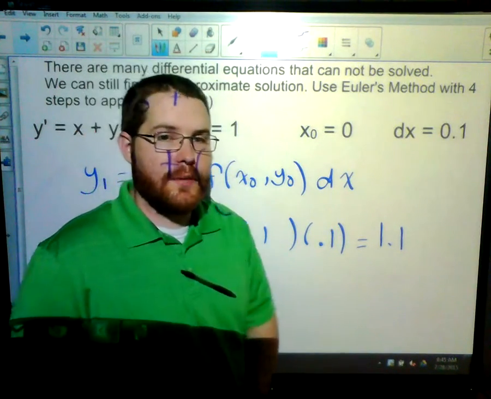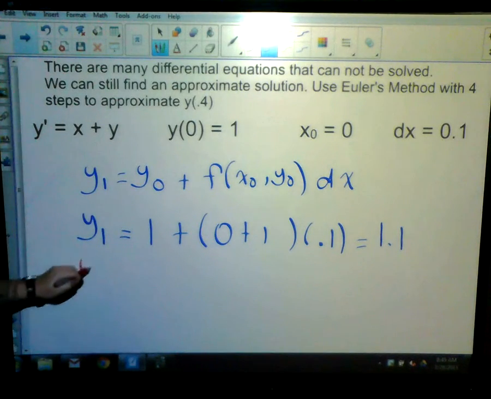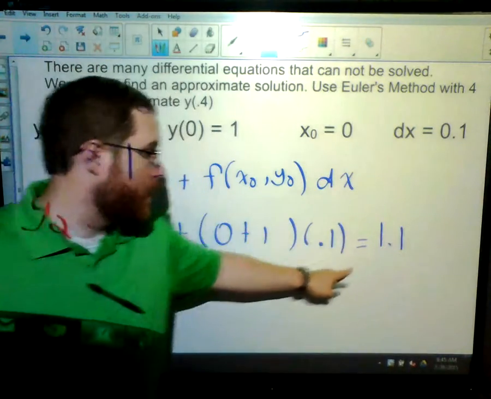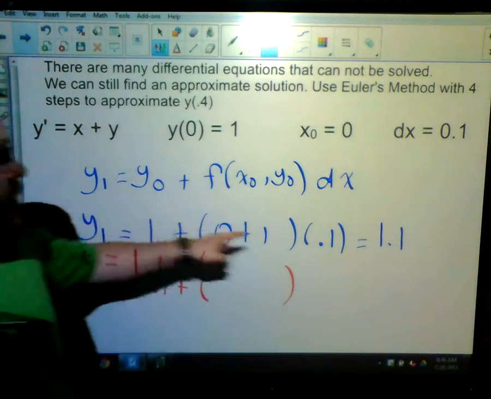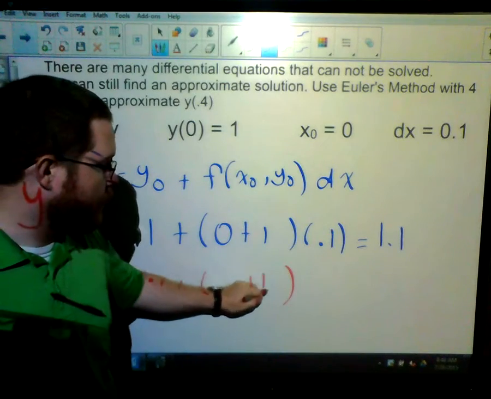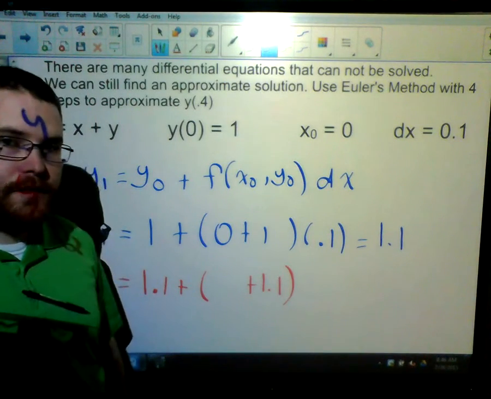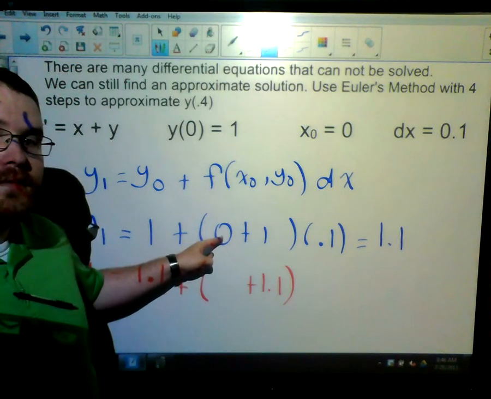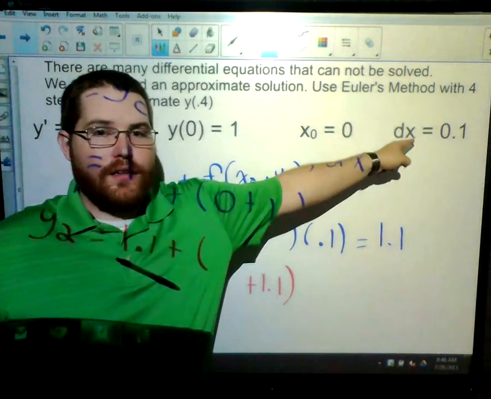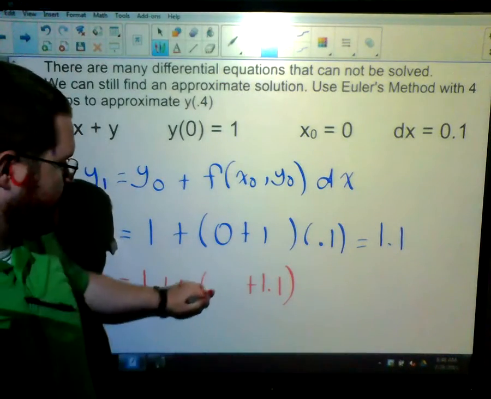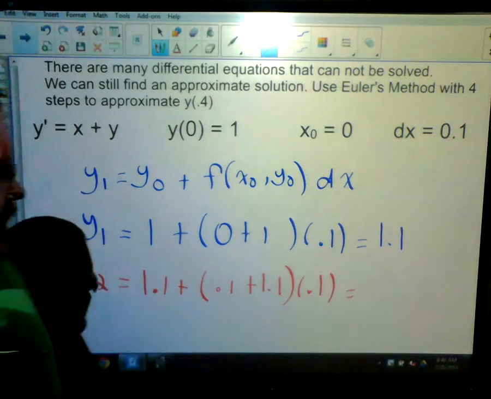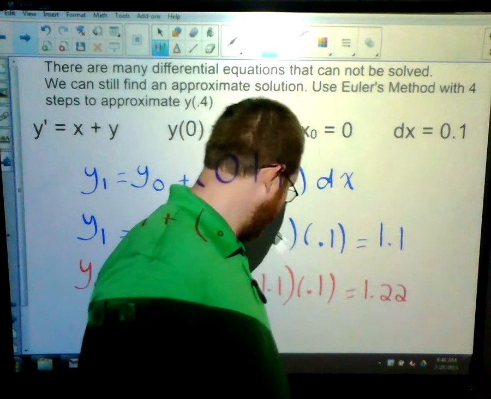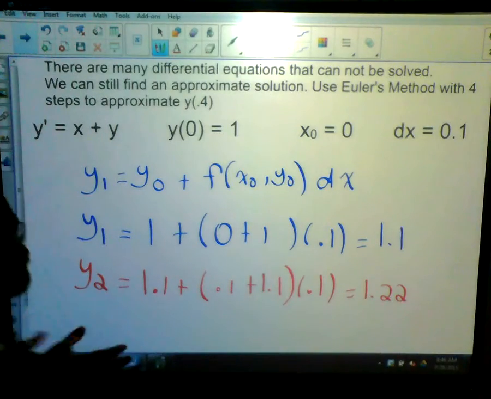But it says to do 4 steps, so let's do another one. This one's going to be y sub 2 equals. Now, I'm going to use the point I just found for my y, 1.1, plus I'm going to plug it into the derivative, so the y value is going to be 1.1. But let's talk about the new x value. The old x value was 0. And we're counting by 0.1. So what's my new x value going to be? It's going to be 0.1. The dx is always going to be 0.1 in this problem. If you plug that into the calculator, you get 1.22. And that's the second step of Euler's method for this problem.